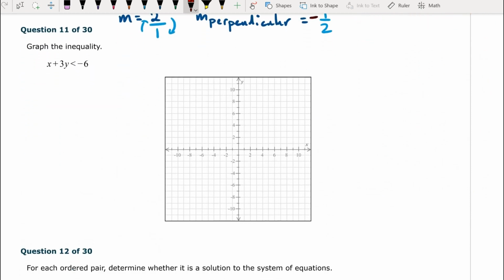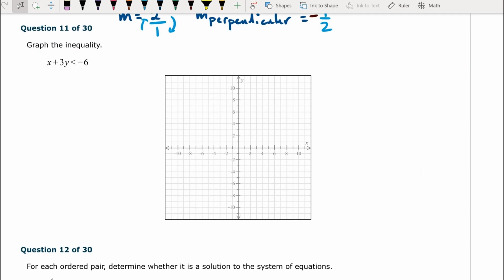Alright, number 11. Graph the inequality. You have x plus 3y less than or equal to -6. So there's multiple ways to graph this one. You can plug in points, or you can get y by itself and use rise over run to graph the line. I will do rise over run.